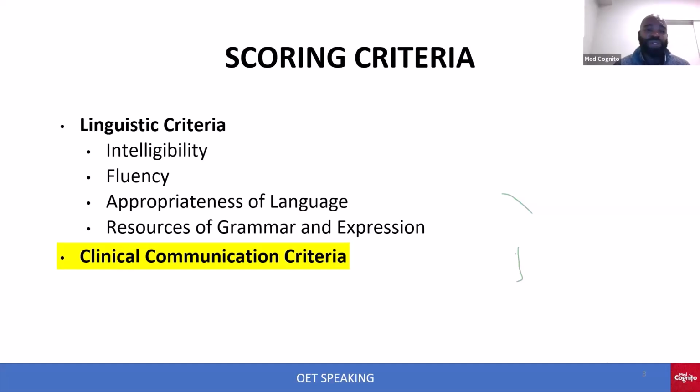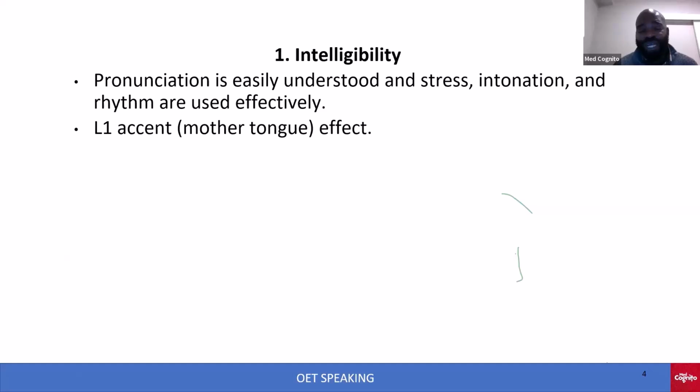And so today we want to dive into these. We want to know these at the back of our hand. We want to be so familiar with them that as we are speaking during the test, it comes naturally to us, and we'll be able to score high on the OET speaking test. And so we'll jump into the first set of criteria.